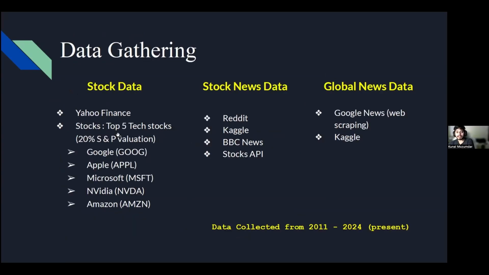Our data is gathered from multiple sources. For the stock data we mostly gather it from Yahoo Finance, and we choose the top 5 tech stocks, which have 20% of the S&P valuation. The stock news data is scraped using our own written modules from different websites. And all of this data is collected from 2011 to 2024.